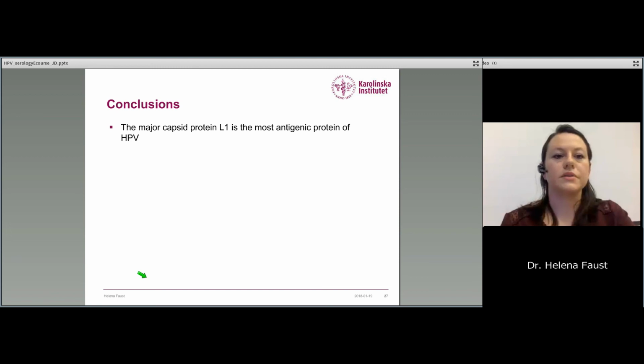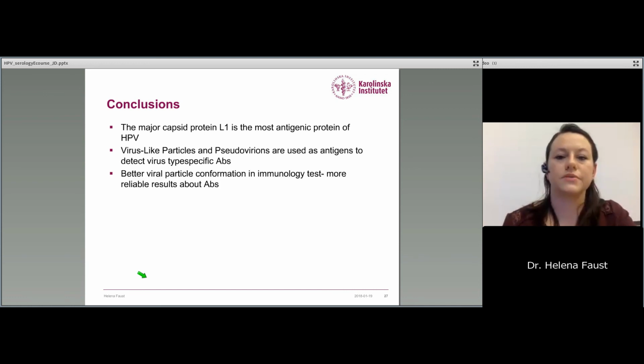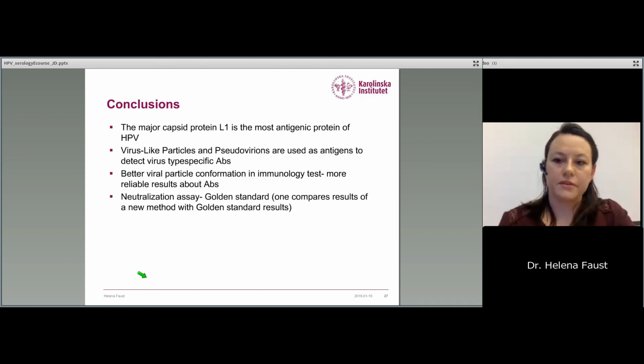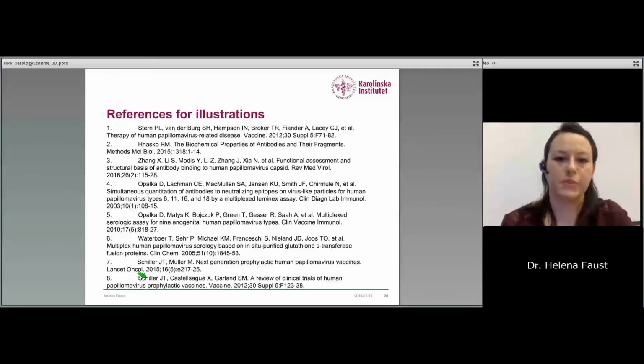So the conclusions of my talk are that the major capsid protein, L1, is the most antigenic protein of human papillomavirus. Therefore, it's mainly used as antigen in all kinds of antibody testing. The best antigens so far to use in such seroassays are virus-like particles or pseudovirions, because the better the viral particle conformation is, the better and more reliable the result you get. Neutralization assays remain the gold standard method so far. And of all kinds of binding assays, it is reasonable to multiplex ELISA as far as technologically possible. And in the end, it's an important tool for epidemiology and vaccine research.